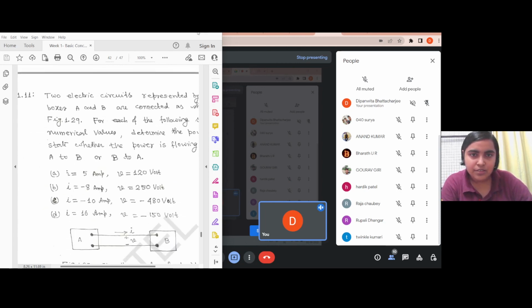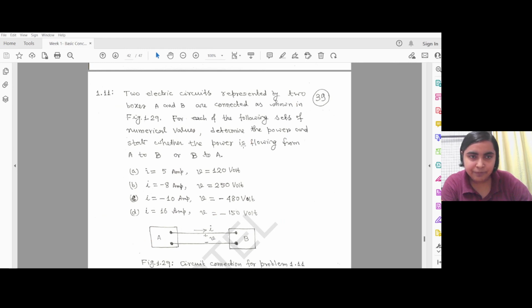So let's try one last problem. Two electrical circuits are given, which are represented by these two boxes A and B, and they are connected as shown. For each of the following sets of given values, determine the power and state whether power is flowing from A to B or B to A. Let's do at least one. For A, can you guys do this?